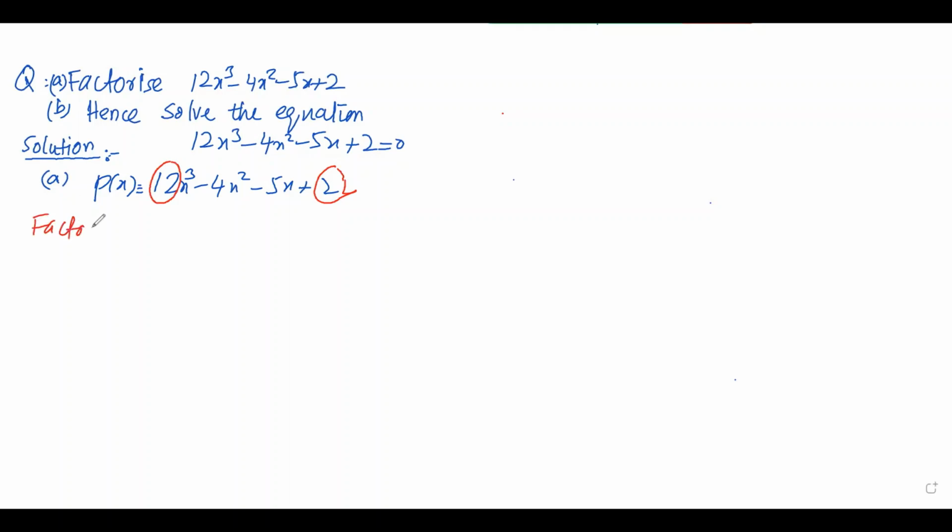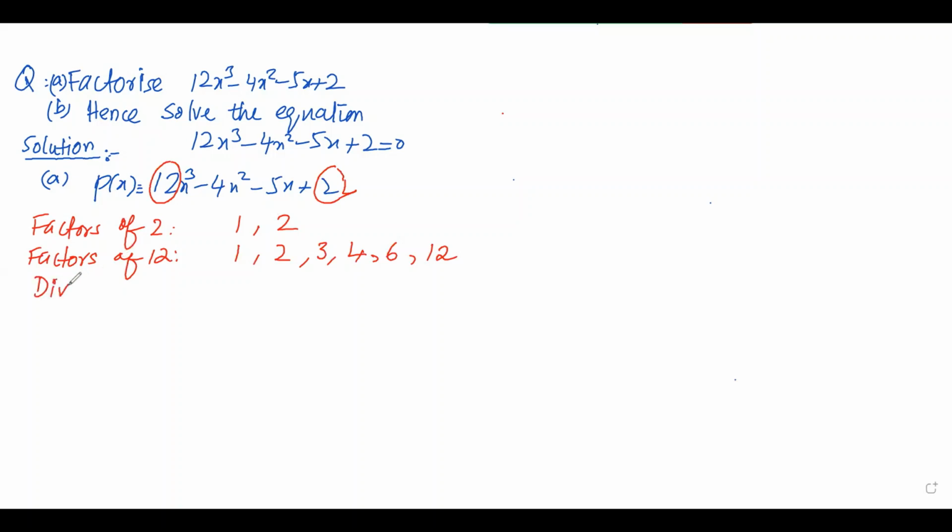You find the factors of the constant, the factors of 2. The factors of 2 are 1 and 2. Next, you find the factors of 12, which is the coefficient of x cubed. 1 is a factor, 2 is a factor, 3 is a factor, 4 is a factor, 6 is a factor, and 12 is a factor.